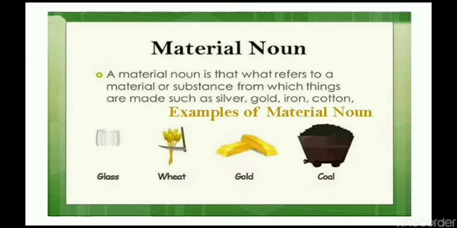Let's talk about the next kind of noun, that is material noun. A material noun refers to a material or substance from which things are made, such as silver, gold, iron or cotton. Any substance or any material from which a thing is made will be considered as a material noun. For example, glass, wheat, gold and coal.